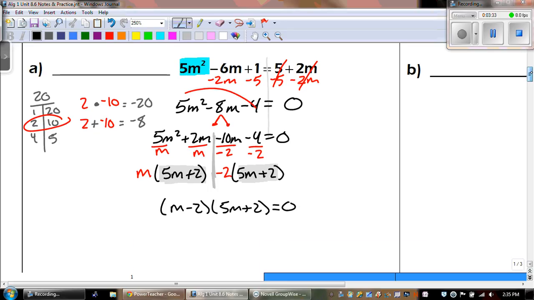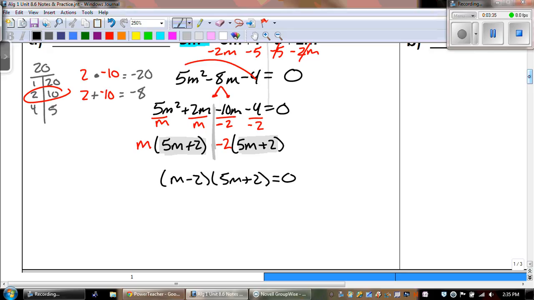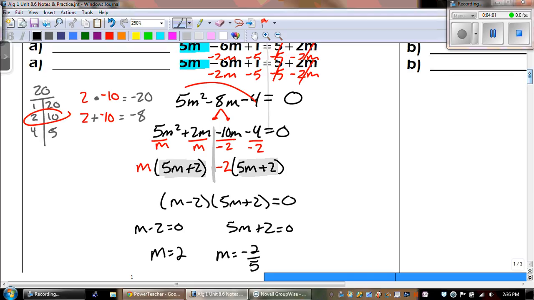And since it equals 0, guys, we're solving it. I want to know what it means. So we set m minus 2 equal to 0 and 5m plus 2 equal to 0. And then we solve those, where we get m equals 2 and m equals negative 2 over 5. And if you need help with that, guys, you need to go back and watch the first factoring video on how we did that. I think it was 8.1.